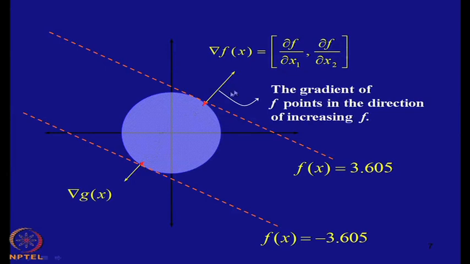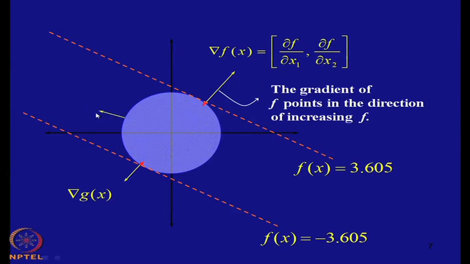But what is happening at the maximum point? At the maximum point, the gradient of the objective function has this direction, and the gradient of the constraint at this point would again be in the same direction. That is why it is seen graphically that the gradients at the maximum point and at the minimum point have a relation, and we are trying to find out those relations.